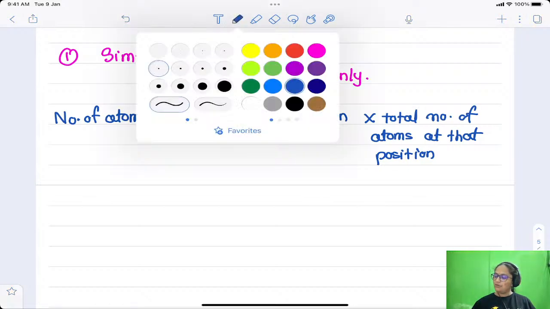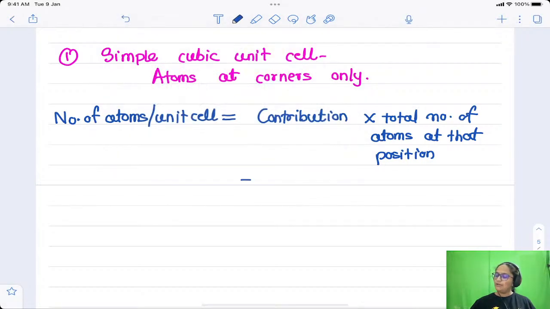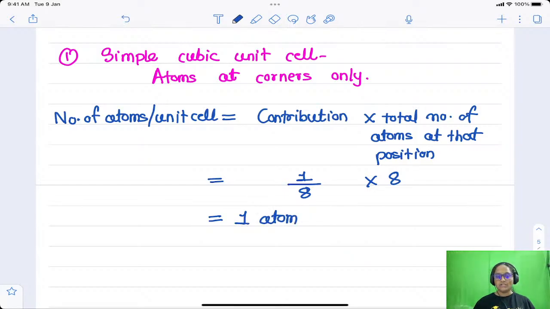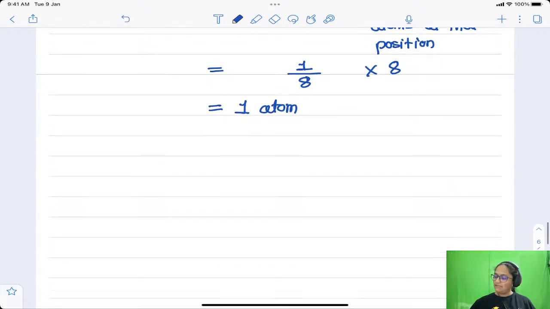Therefore, the number of atoms per unit cell for simple cubic we will calculate. There are 8 atoms present at the corners. For a corner the contribution is 1 by 8. 1 by 8 multiplied by 8 is equal to 1 atom. Do you understand? So the total number of atoms per unit cell for simple cubic is just 1 atom.